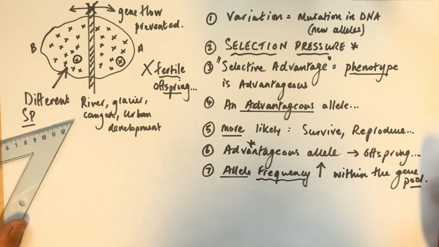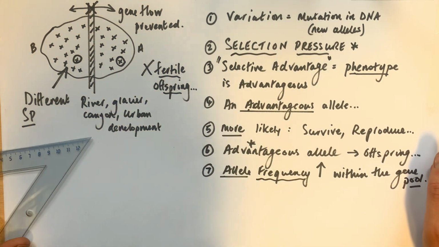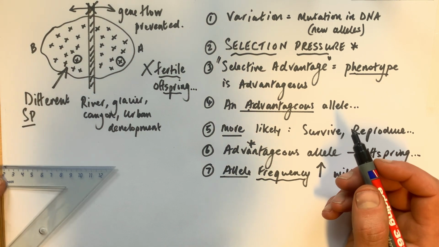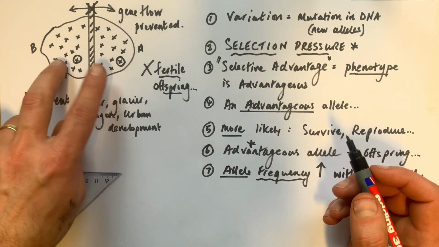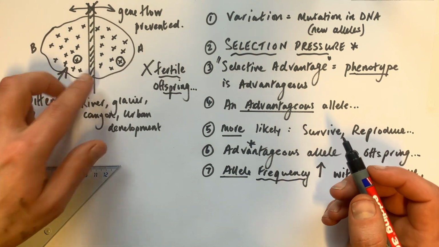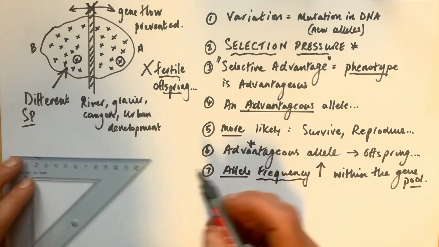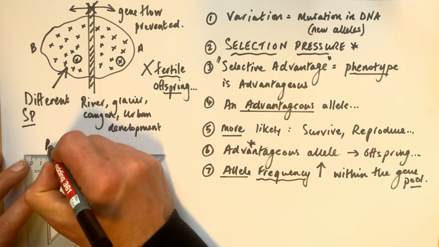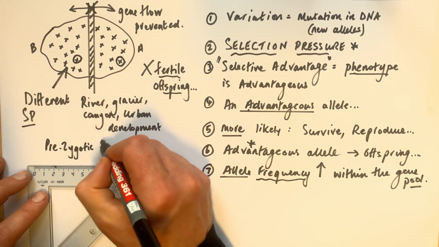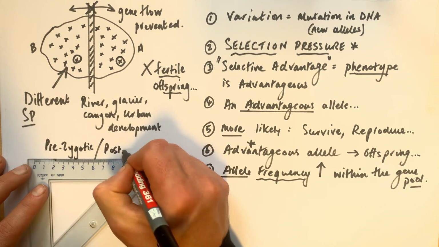But we also need to know why they can't make fertile offspring. So there's other ideas that we're going to bring in. For example, if you took the female and the male from the two different populations, which we now think have evolved into different species, they can't make fertile offspring. And it could be pre-zygotic, or it could be post-zygotic.